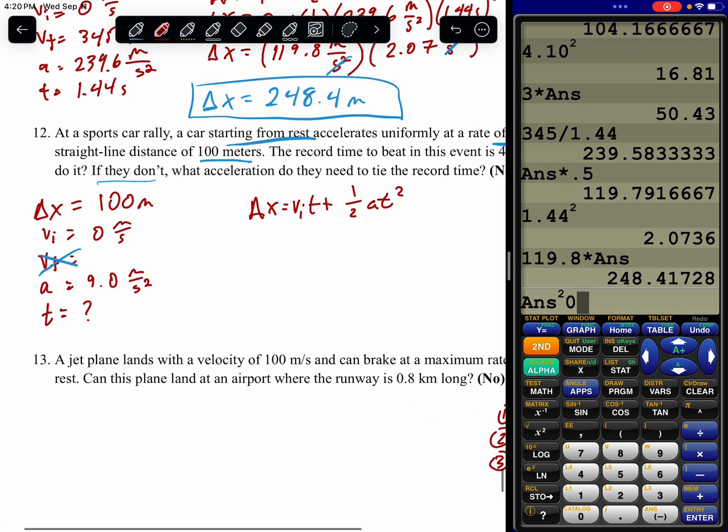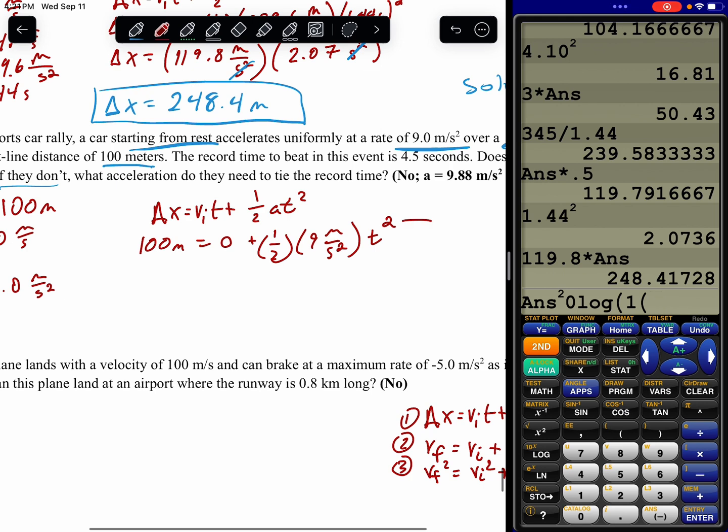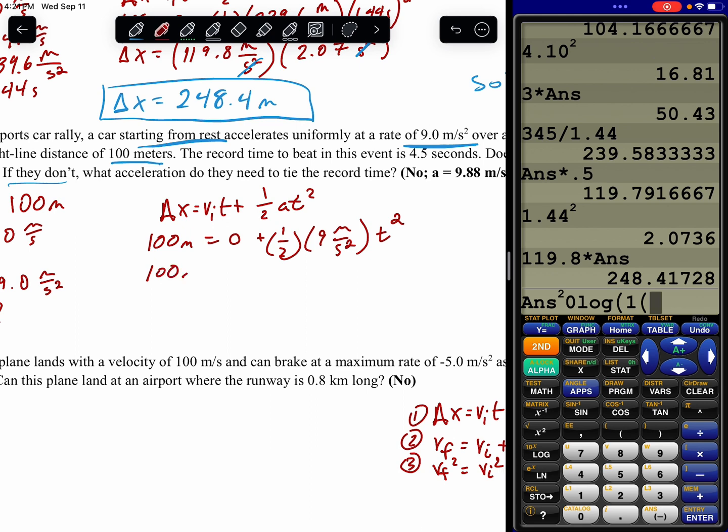Let's see what our time was. So delta x was 100 meters. That's going to be equal to, since v initial is 0, I'm just going to put a 0 right there. Anything times 0 is 0. And then we have 1/2 times the acceleration, which was 9 meters per second squared, times time squared. Now, I see that time squared, by the way, and I just know ahead of time that we're going to have to take a square root. So we have 100 meters is equal to 4.5 meters per second squared, all that multiplied by time squared. And we are going to be dividing both sides by 4.5 meters per second squared.